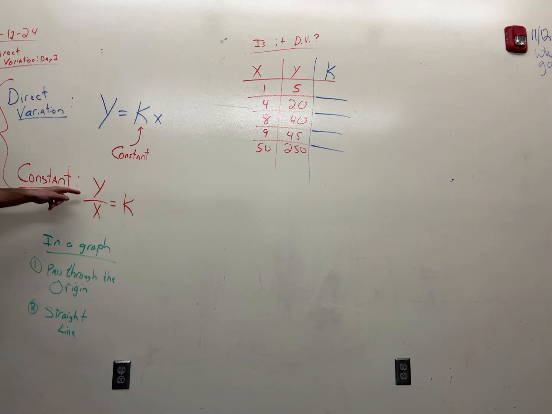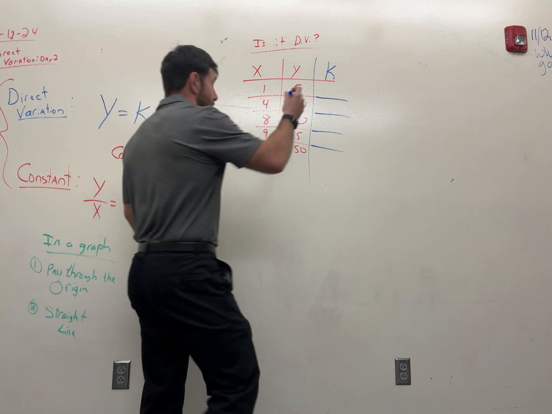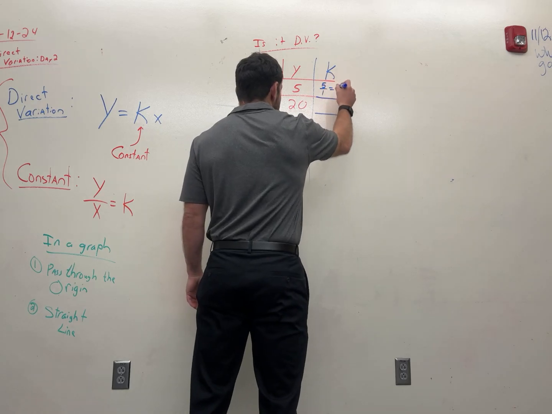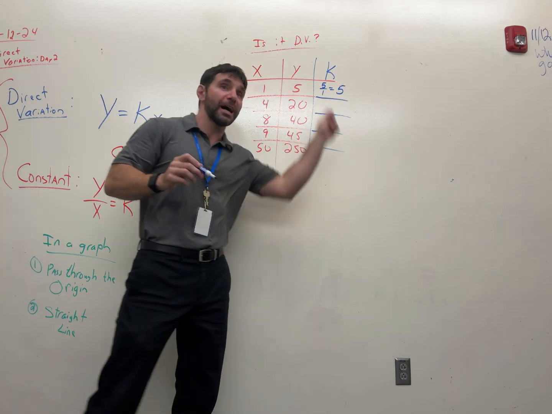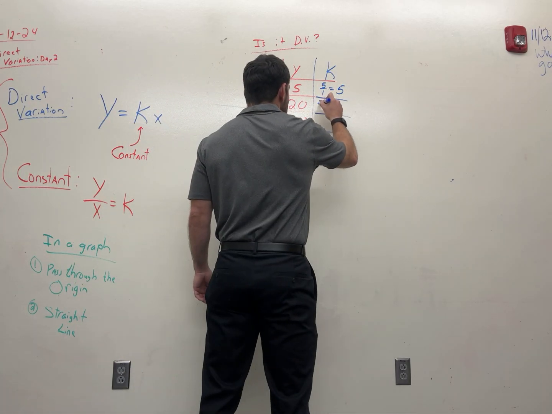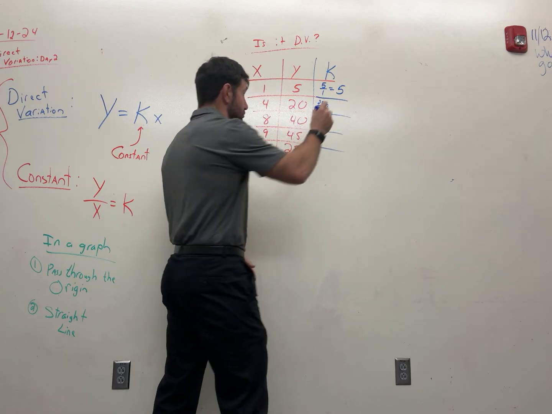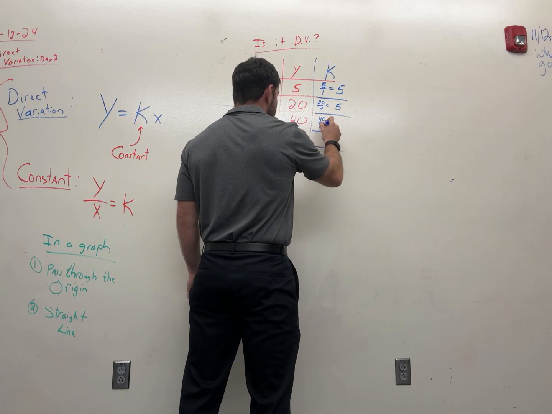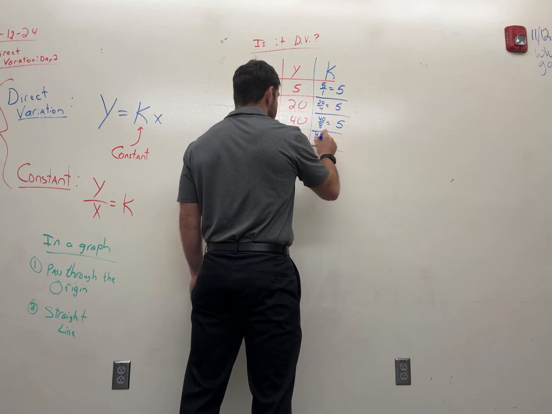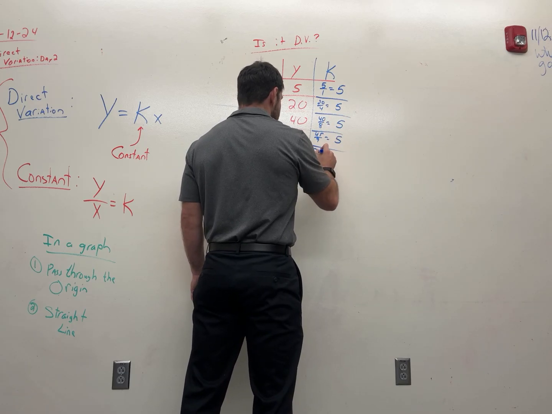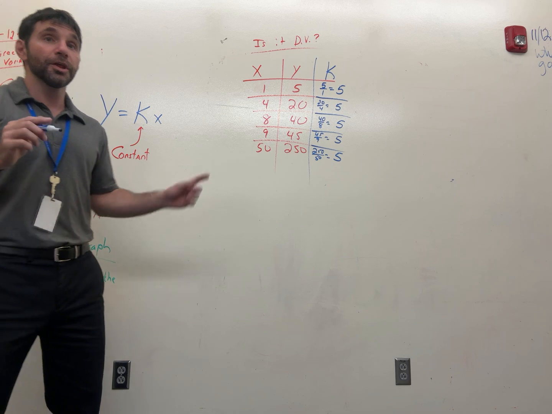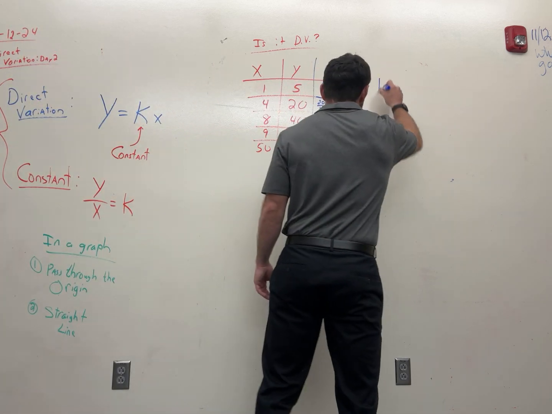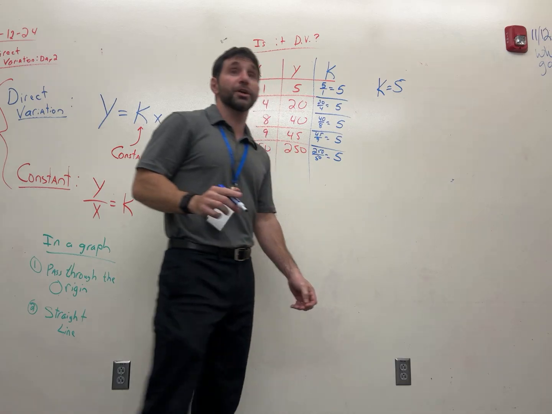The constant is y divided by x, right? So we're doing y divided by x. Get your calculators. So we start by doing 5 divided by 1. It's 5. So right now, the constant better be 5 all the way down. Then we do 20 divided by 4. Okay, so far so good. 40 divided by 8. 45 divided by 9. 250 divided by 50. Should be 5. The constant, so now I can say k equals 5. We know what the constant is.